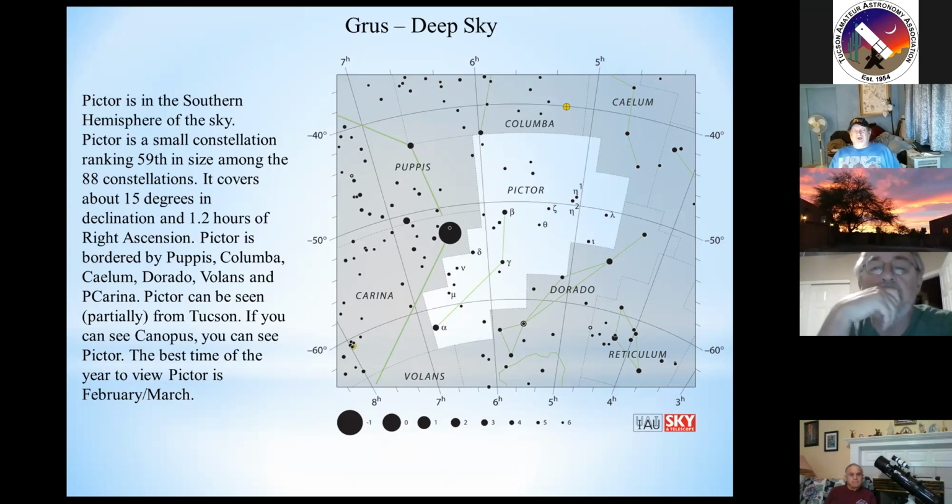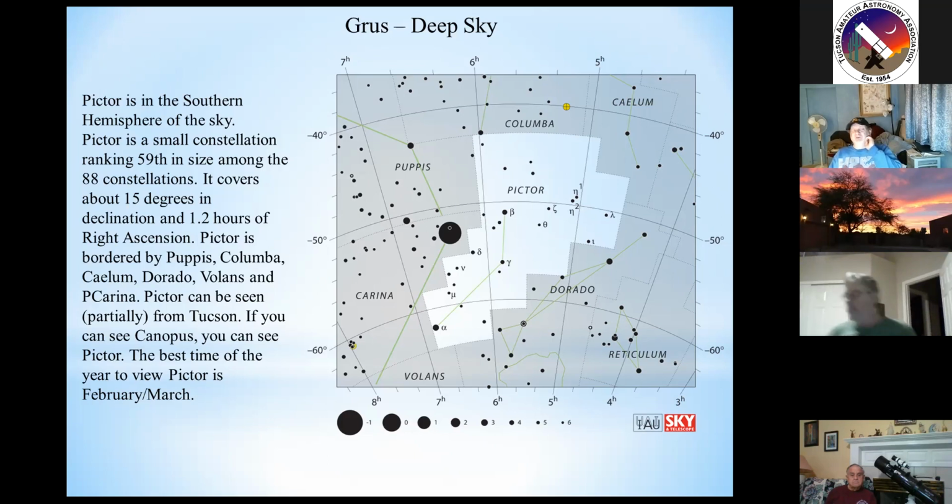And it's bordered by some other southern constellations: Puppis, Columba, Caelum, Dorado, Volans, and Carina. And Pictor can be seen partially from Tucson. We can see things in Tucson down to about -58 degrees. So we can see most of Pictor, but not all of it.